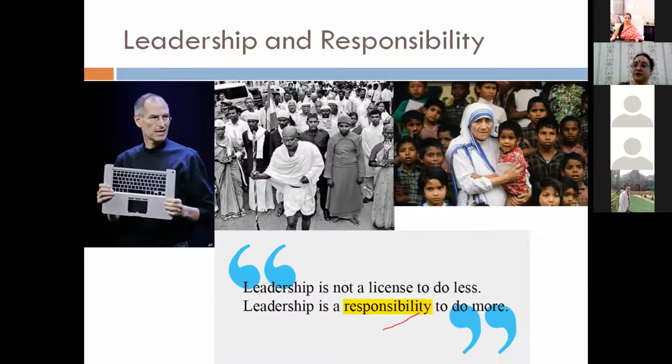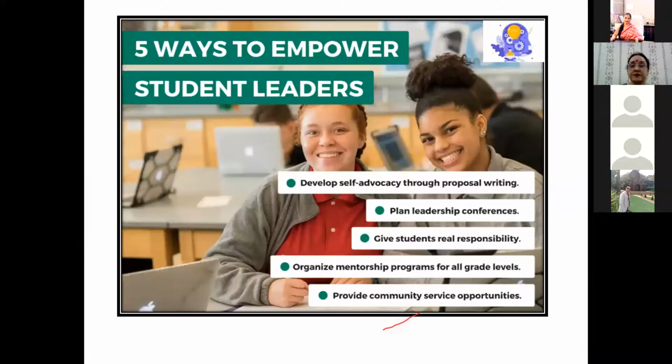So when Devika ma'am was talking for the 3 days about high-performing schools, I completely agree with all that she said, that as leaders, we can never rest, never rest. So it is not a license to do less, as it is written here. It is a responsibility to do more. And 5 more ways to empower student leaders.